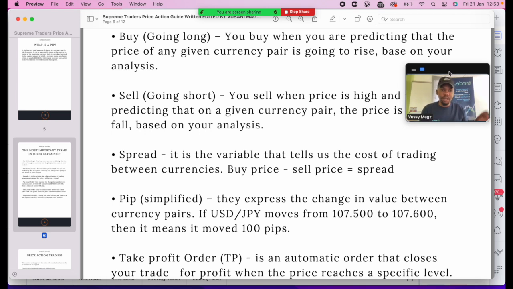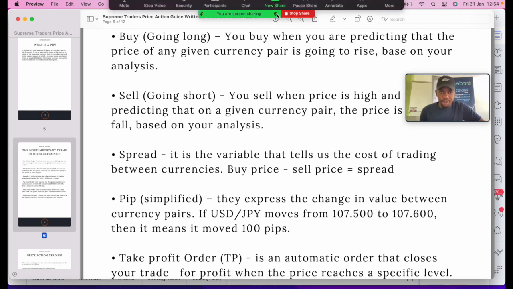And for someone who doesn't know what buying and selling actually is, it doesn't mean you're literally buying an asset or something like that. And selling doesn't mean you're literally selling something. It just means we are predicting that the price is either gonna go up or go down, right? So another word for buying is going long, and another word for selling is going short.